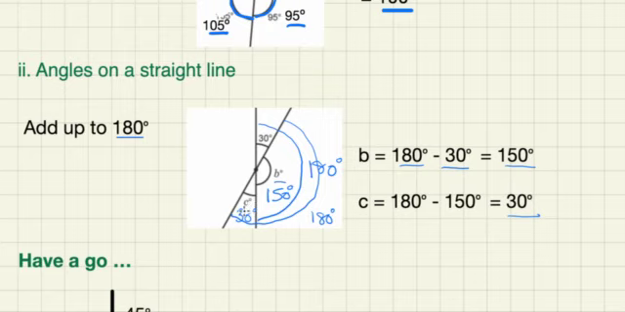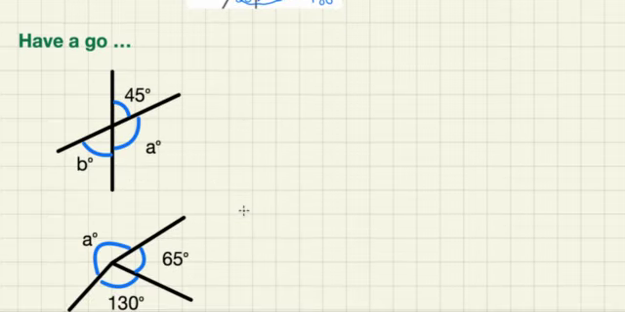Now hopefully that made sense. If you want to go over it again, then please do. But let's give it a go. Let's have a go at working these out. Over here we have these two straight lines with the angles, and the question is, what is angle A and what is angle B? I'll give you a few moments, but put the video on pause as usual and have a go at working these out.